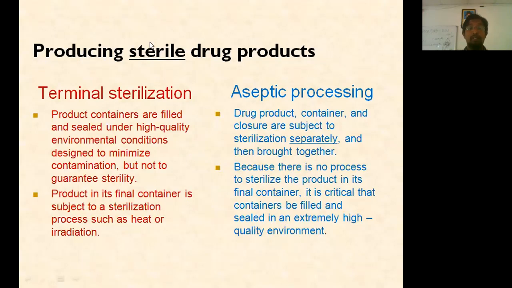So let's see. In terminal sterilization, the word itself says end point, at the terminal stage we will go for sterilization. Product containers are filled and sealed under high quality environmental conditions, designed to minimize contamination but not guarantee sterility. Whereas in aseptic processing, each and every step goes through the aseptic way. In aseptic processing, drug product containers and closures are subjected to sterilization separately and then brought together.